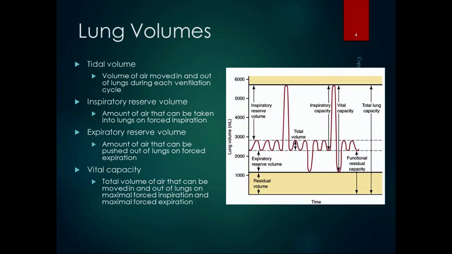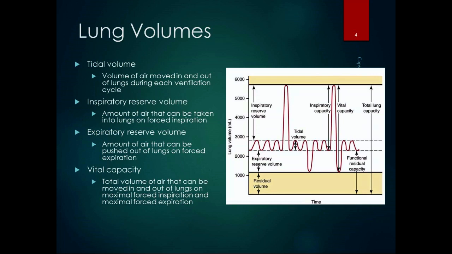We have some reserve volume. So the inspiratory reserve volume is the amount of air that can be taken into the lungs on a forced inspiration. It's like if somebody says suck in as much air as you possibly can, that is our inspiratory reserve volume. It's what we have available to take in to the lungs, basically. The expiratory reserve volume is the amount of air that can be pushed out of the lungs on a forced exhalation. So normally we have some amount of air in our lungs that is just kind of waiting there until we force it out. And the tidal volume is going in and out all the time.